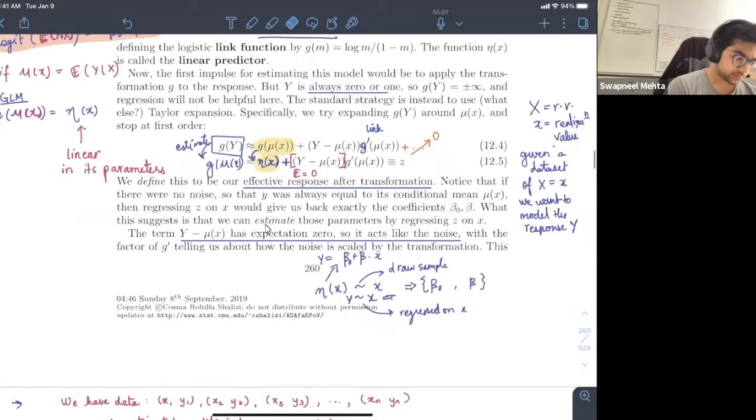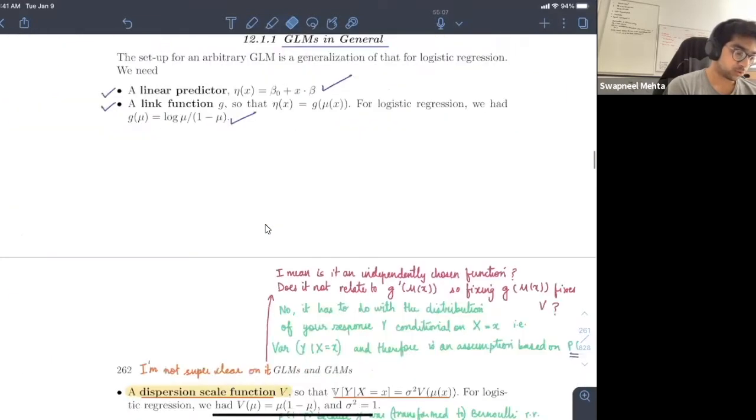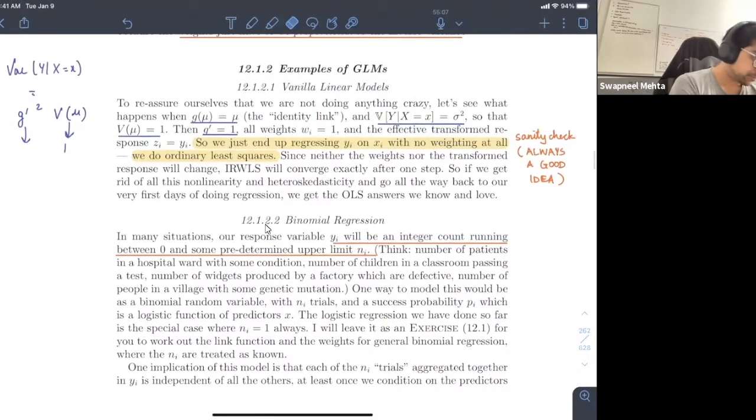Wasn't variance of, oh, this was variance of z given x. Sorry. This is variance of z given x, but variance of y given x is equal to sigma square. Okay, this is fine.